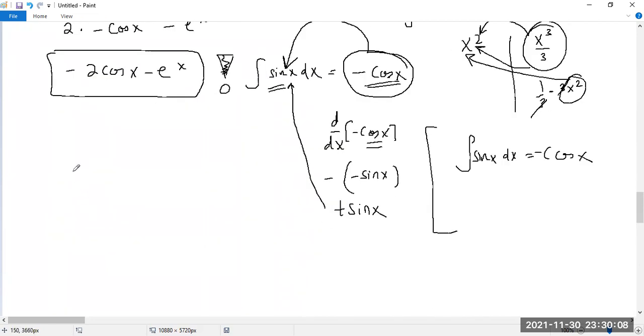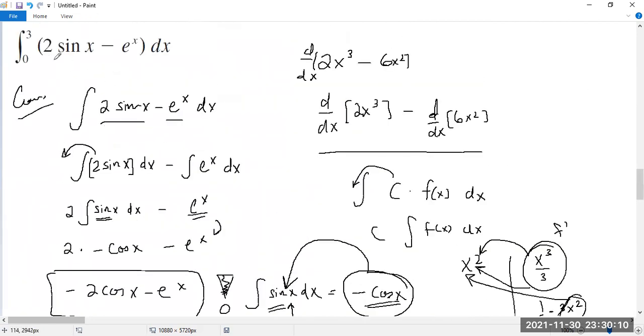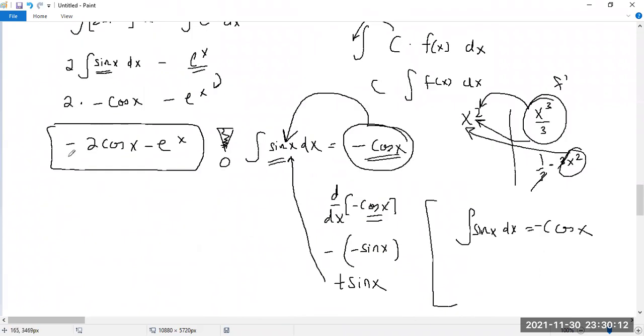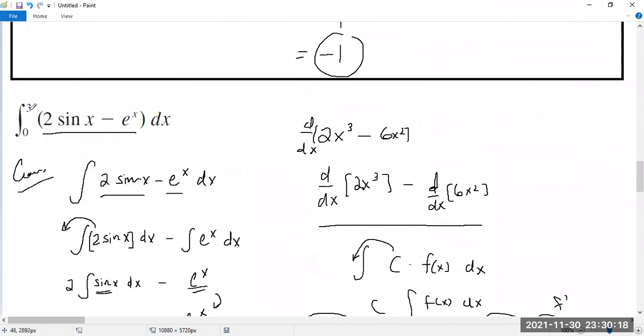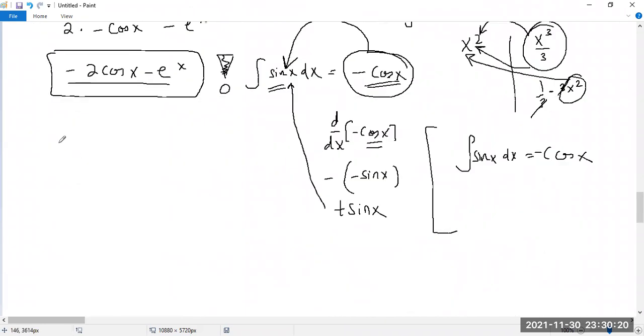But back to what we were doing, we found that the integral of this is this. The antiderivative of this is this. And so we evaluate this from 3 to 0. So we're going to say minus 2 cosine of x minus e to the x. We're going to evaluate this at 3, the upper bound.